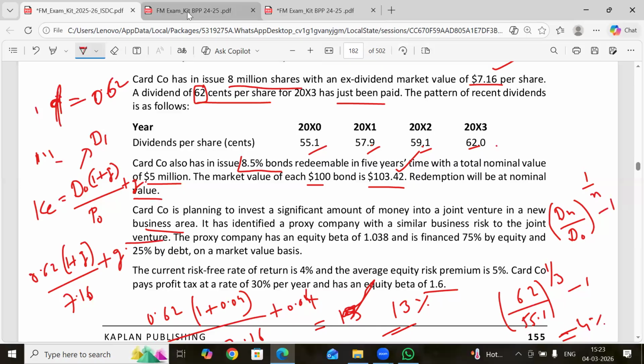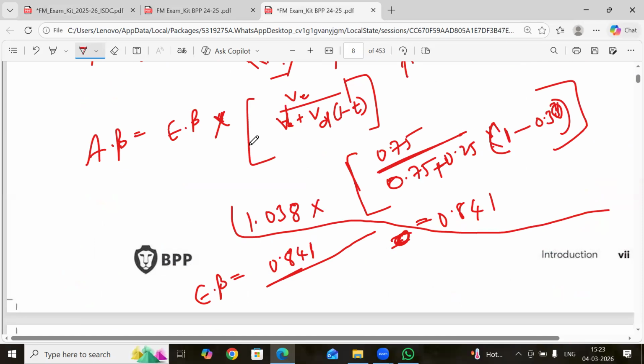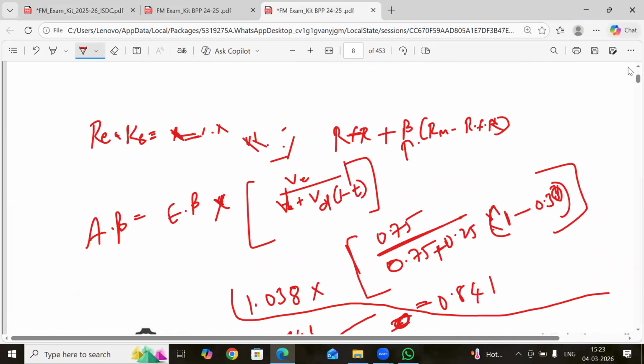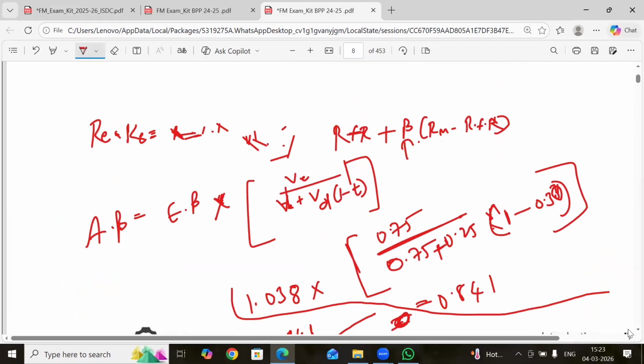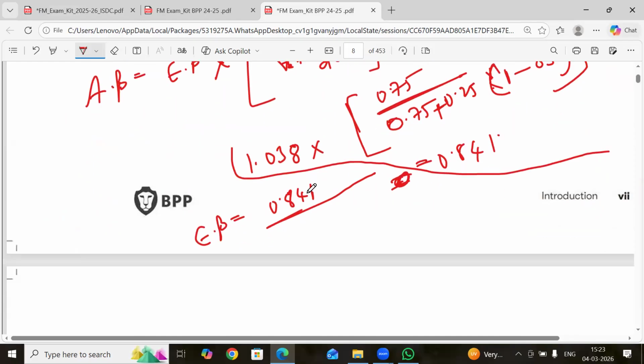So first we have taken the proxy company's beta and we have ungeared that. Here we can see the proxy company's equity beta is 1.038, correct? So we have taken its equity beta 1.038 and ungeared it. That means removed its debt to equity ratio. And then we got the asset beta. Now we will re-gear this with our debt to equity ratio to get the project specific beta. Okay, let's do this.